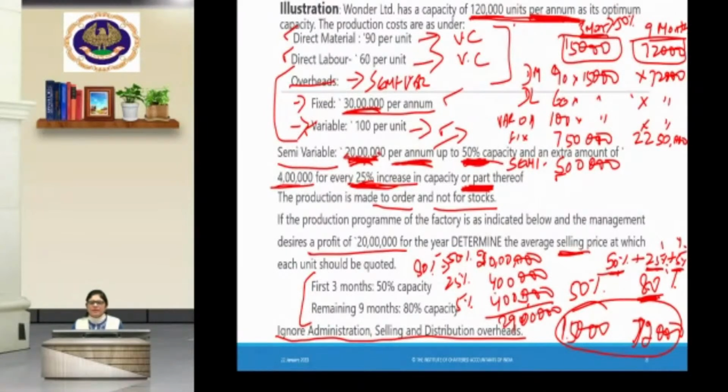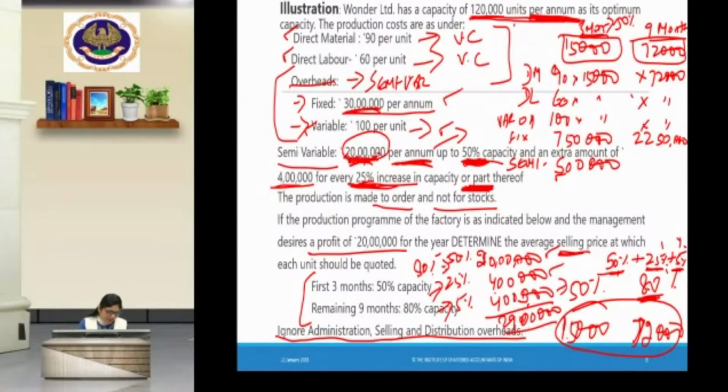For the first 3 months, the applicable was 20 lakh per annum. For the next 9 months, when the capacity is 80%, the applicable semi-variable overheads are 28 lakh per annum: 20 lakh for the first 50%, 4 lakh for the next 25%, and 4 lakh for the next 5%, because the capacity is 80%. Calculate it for 9 months. It's per annum.